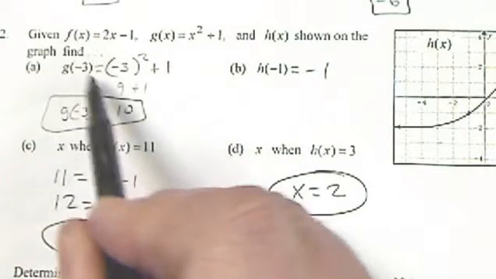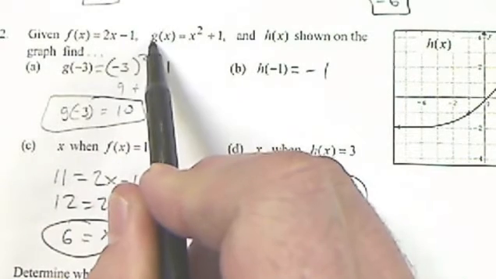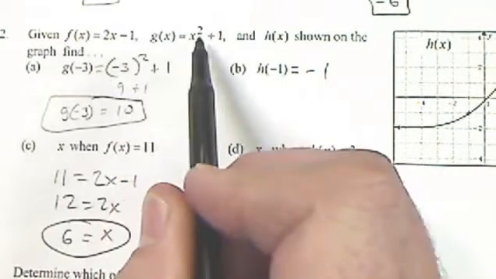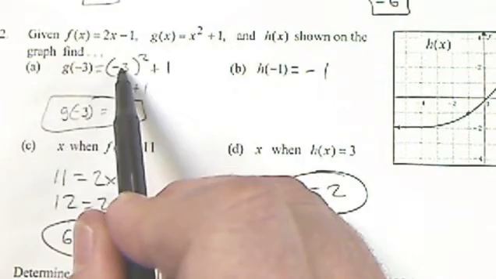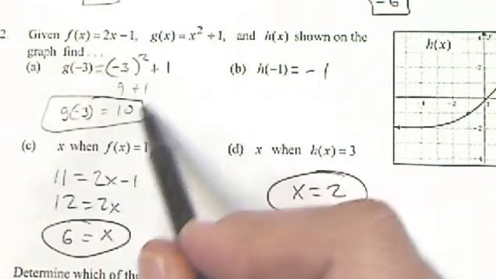Function notation says g, so I have to use g. G of negative 3 means plug it in. You just plug it in for the x. Negative 3 squared is 9 because it's negative 3 times negative 3. 9 plus 1 is 10.